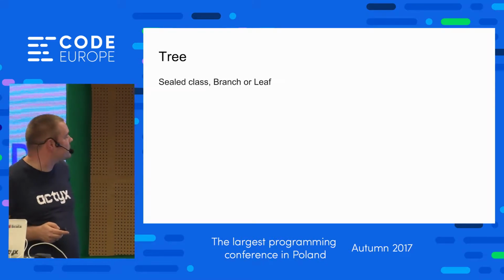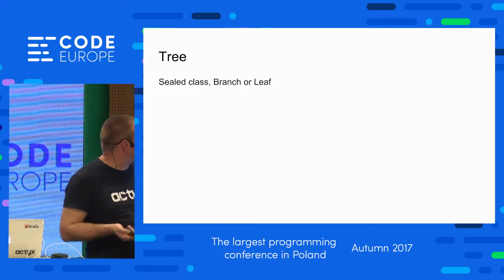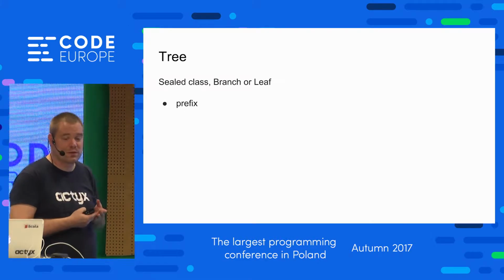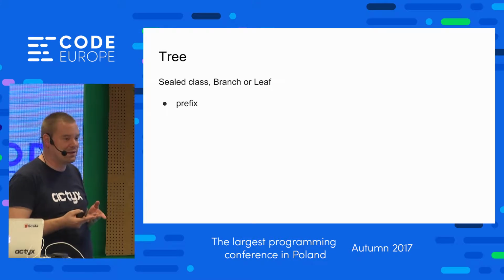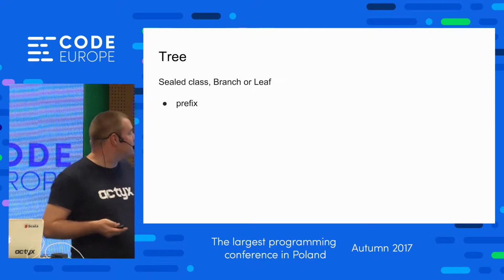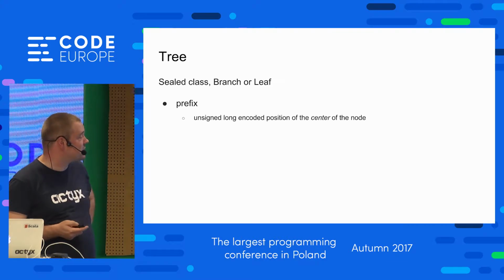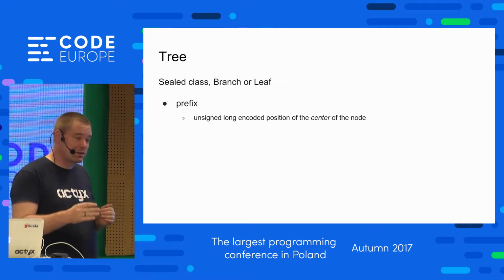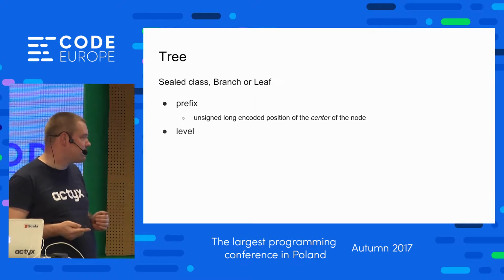This is again a little bit of Scala code. So the tree is a sealed class, and it can be only two different things, either a branch or a leaf. It's not a complex tree, it's just a very simple tree. And nodes have a prefix, which determines basically which area of the domain the branch is responsible for.